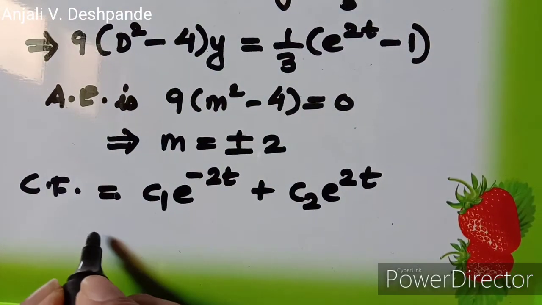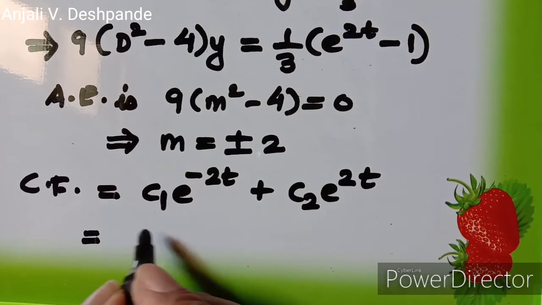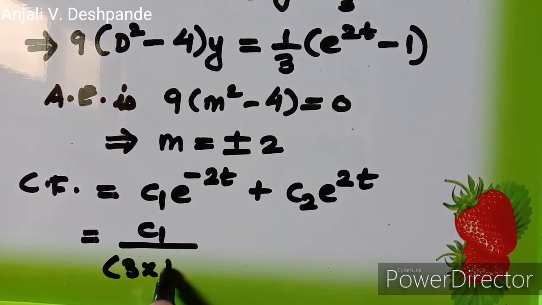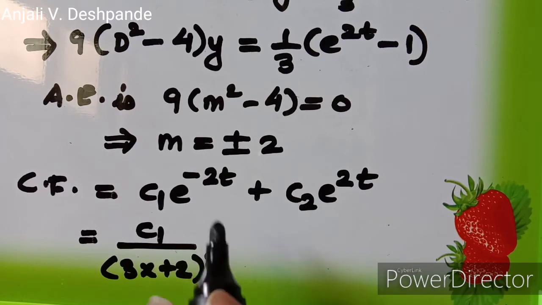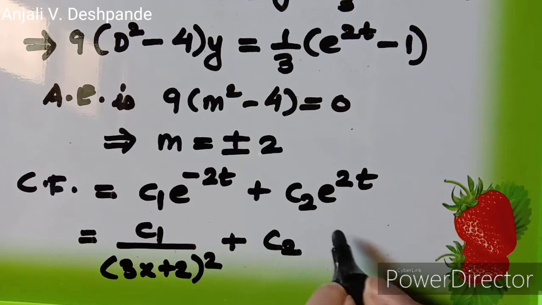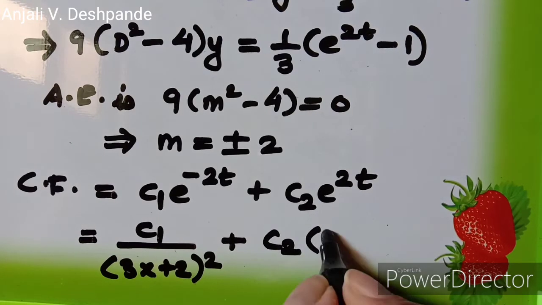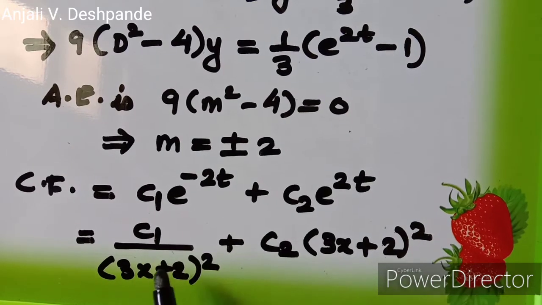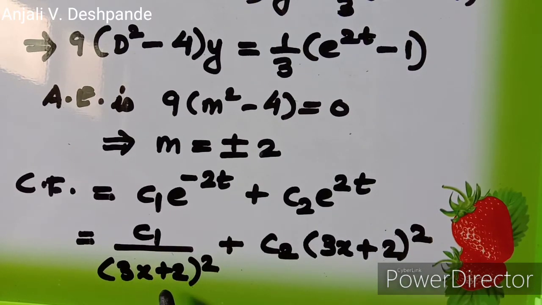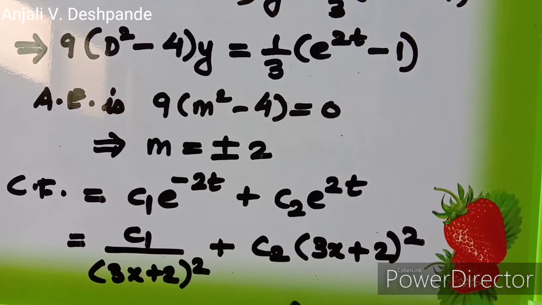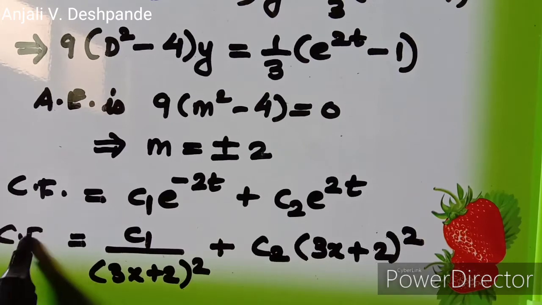Now we will reconvert from t to x once again. So C1 divided by (3x+2)² plus C2 into (3x+2)², because our substitution was 3x+2 = e^t. So accordingly we have now reconverted from t to x. So this is the required CF.